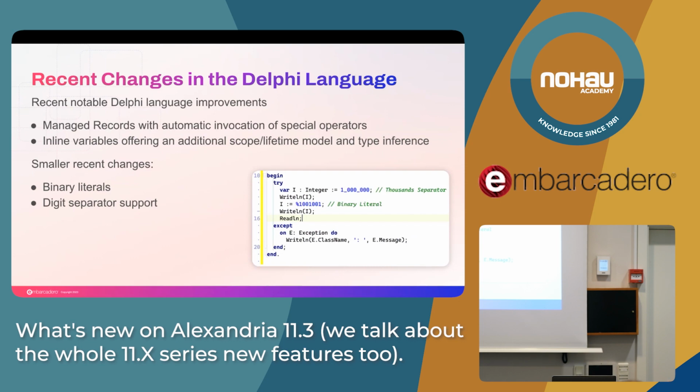In the language itself, now we have 1000 separator. This is purely for human readability. So now you can use underscore to split your big numbers so you can read them easily. Obviously, the compiler will remove all these, but you can just use underscore to make a big number more readable. And now you can use binary literals as well, in case you need that. Using this little percentage symbol, you can create a binary literal.